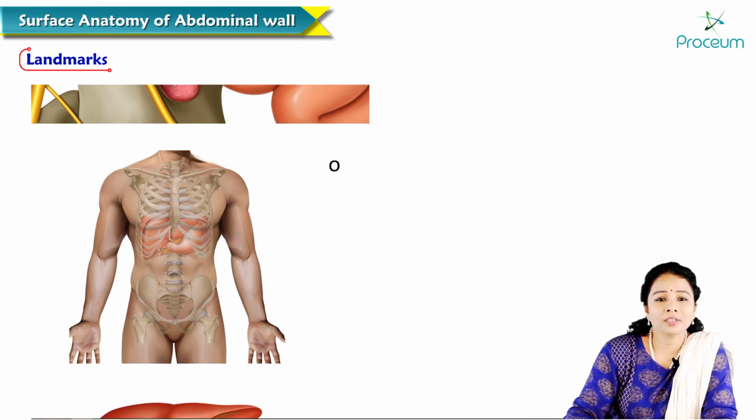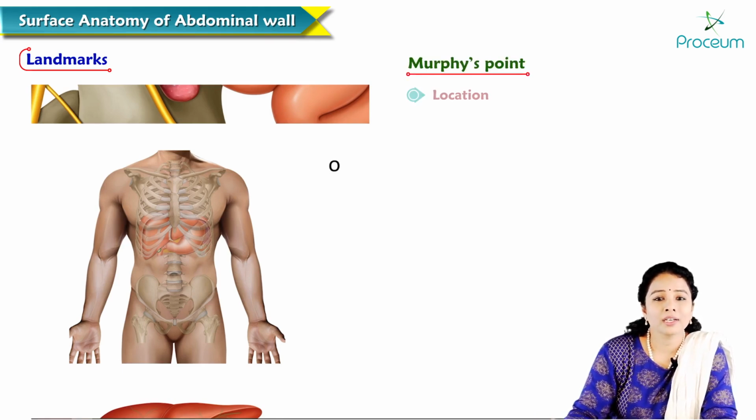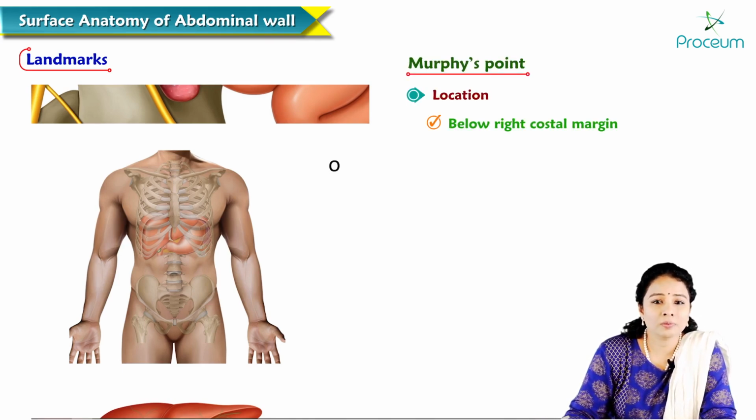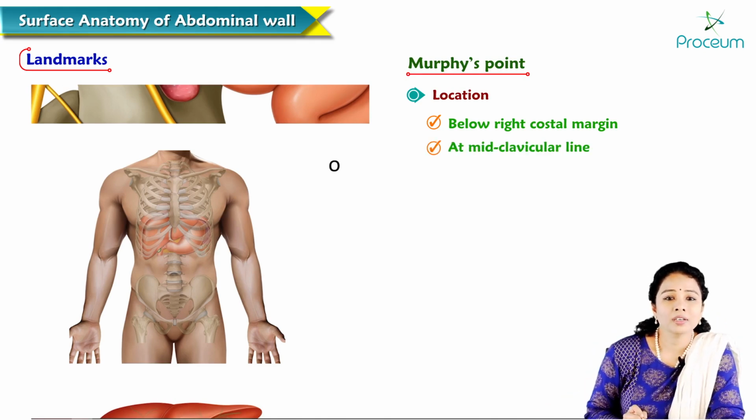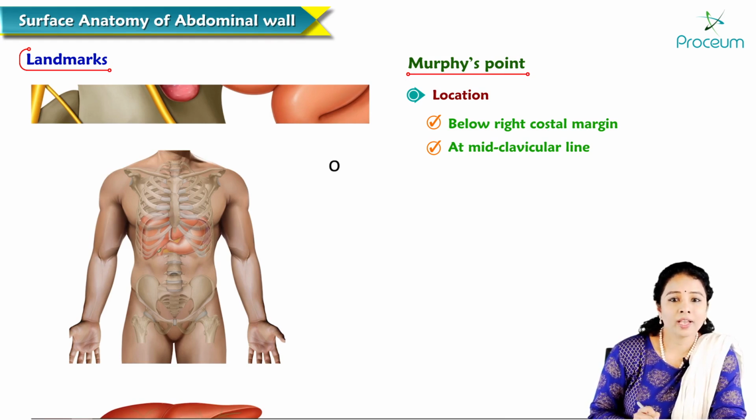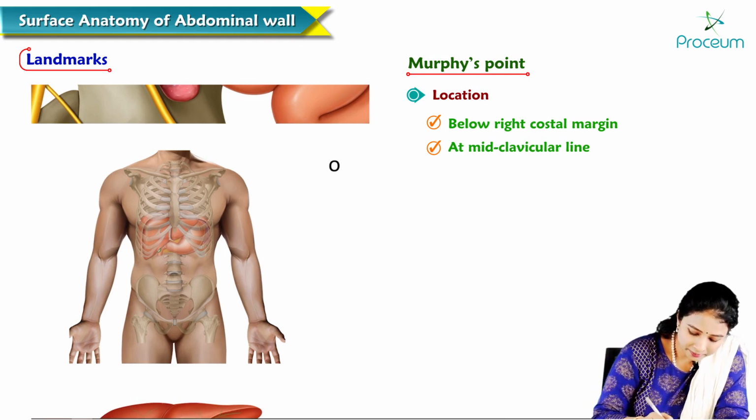The first point is the Murphy's point. It lies below the right costal margin in the mid-clavicular line. So to note the Murphy's point, first we have to draw the mid-clavicular line. So we put a point over the midpoint of the clavicle. A vertical line drawn along the midpoint of the clavicle is the mid-clavicular line.